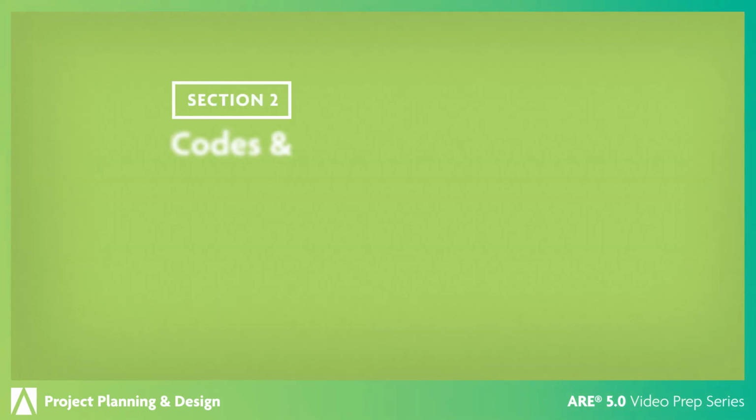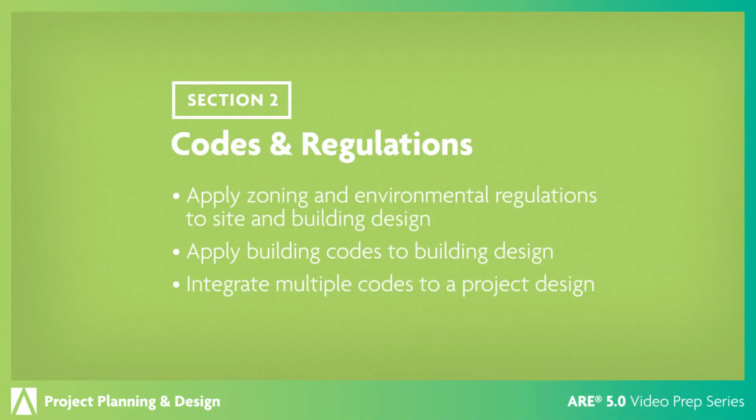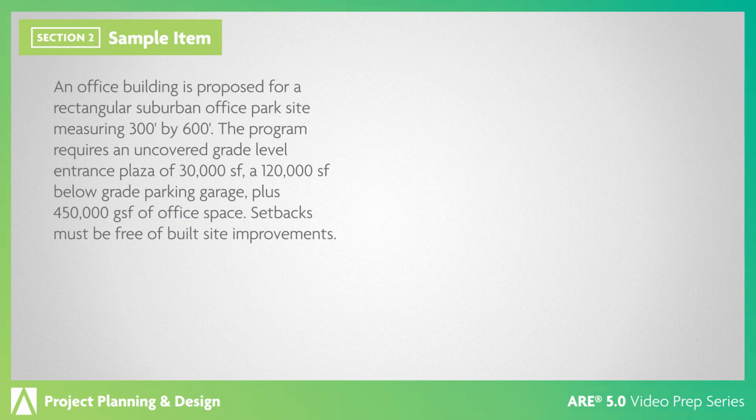In the next section, you'll look at the codes and regulations relevant to the planning phase of a project. Let's look at a sample question. An office building is proposed for a rectangular suburban office park site measuring 300 feet by 600 feet. The program requires an uncovered grade level entrance plaza of 30,000 square feet, a 120,000 square foot below grade parking garage, plus 450,000 gross square feet of office space.